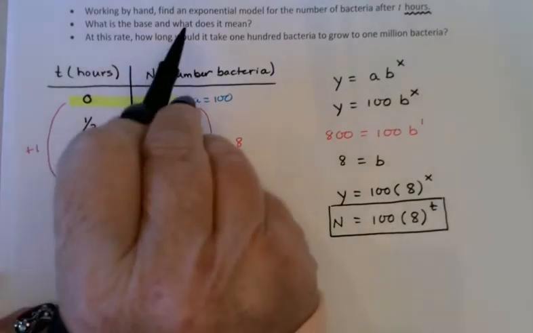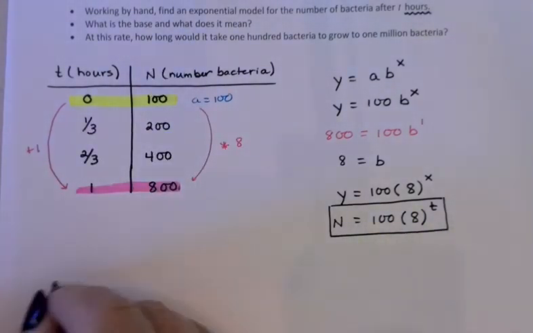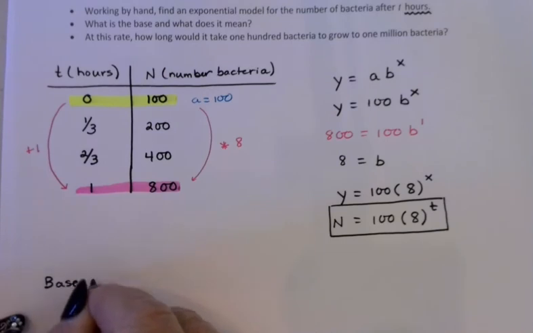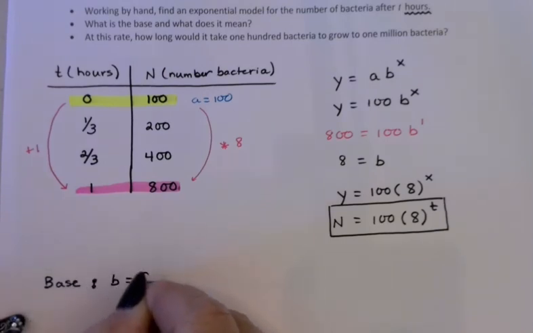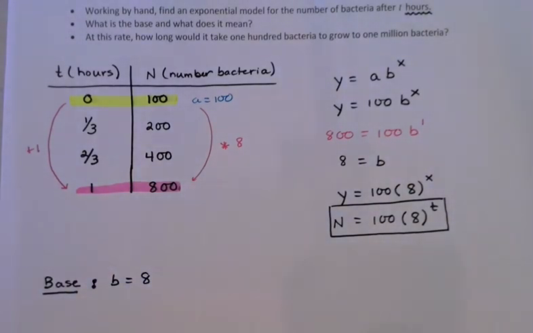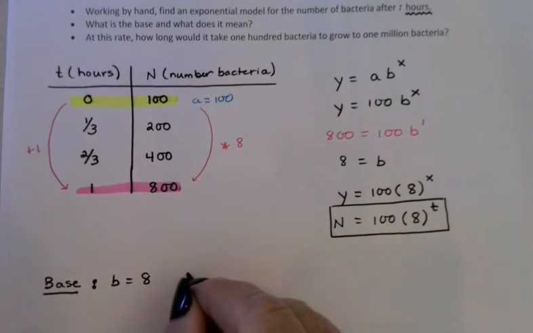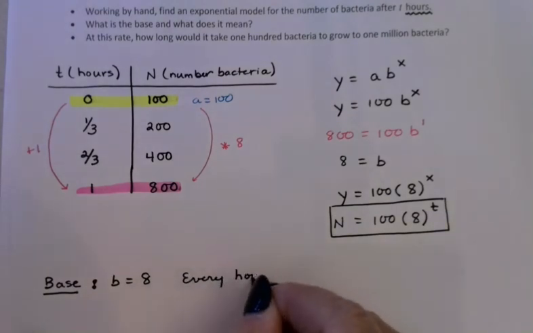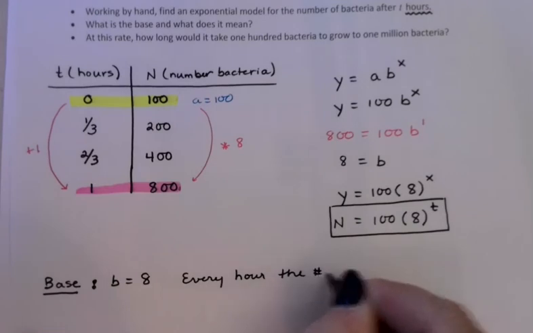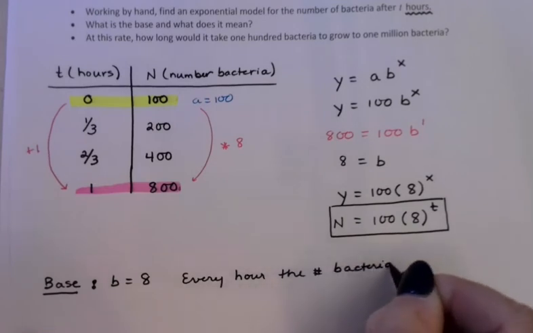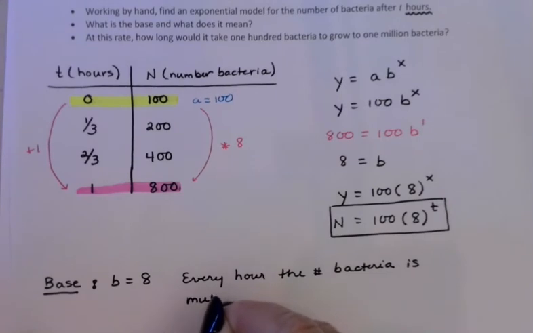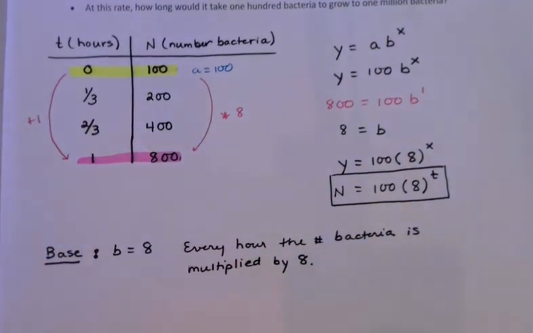All right, the second thing we were supposed to do was talk about the base. The base is 8. And we can interpret that a couple of different ways. We could simply say that every 1 hour, the number of bacteria are multiplied by 8. Or if we want to be mathematically a little bit fancy, we can use the technique that we used before.